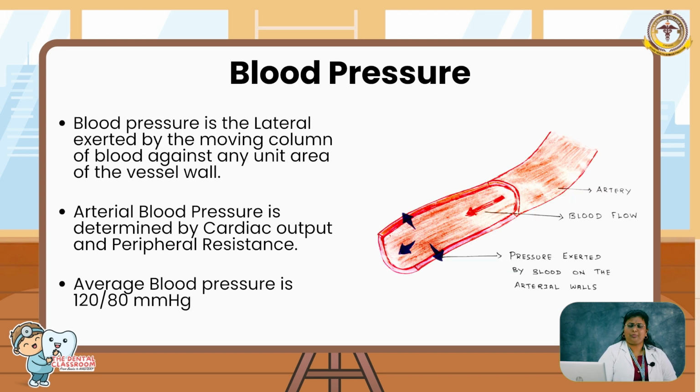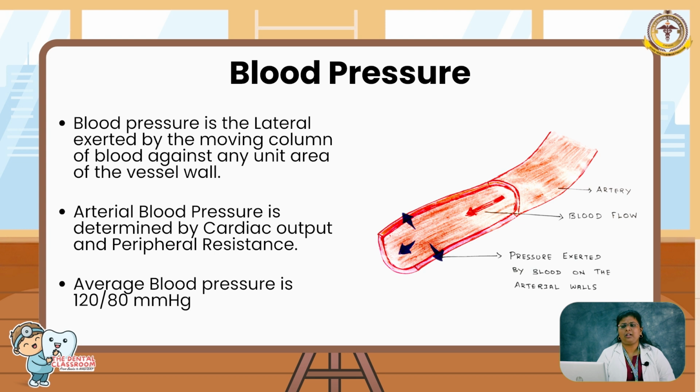So what does blood pressure mean? Blood pressure is defined as the lateral pressure exerted by the moving column of the blood against the unit area of the vessel wall. When the blood is pumped out of the ventricles into the aorta, it causes pressure changes in the arterial wall. That pressure we record as blood pressure. So blood pressure is determined by the cardiac output and peripheral resistance.